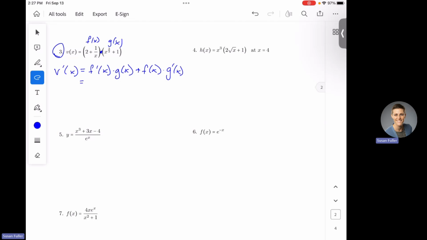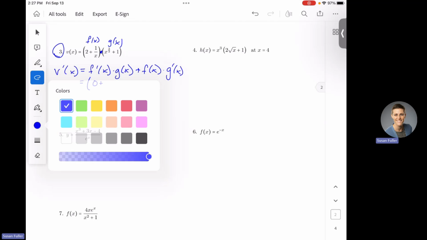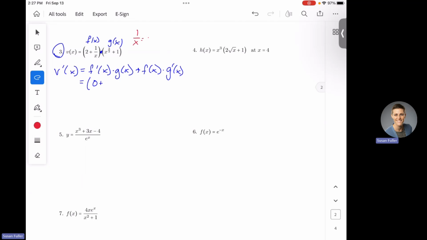So f of x is 2 plus 1 over x. I need to take the derivative of that. Okay, I know the derivative of 2 is 0 because it's just a number. Now the derivative of 1 over x, I don't have a rule for that. So we have to use algebra to rewrite this. And we will turn 1 over x into x to the negative 1 power. As soon as it's written that way, I can now take the derivative of it. So to take the derivative of 1 over x, I'm going to do the derivative of x to the negative 1, and I'm going to get negative 1 times x to the negative 1 minus 1, which is negative 2 power.